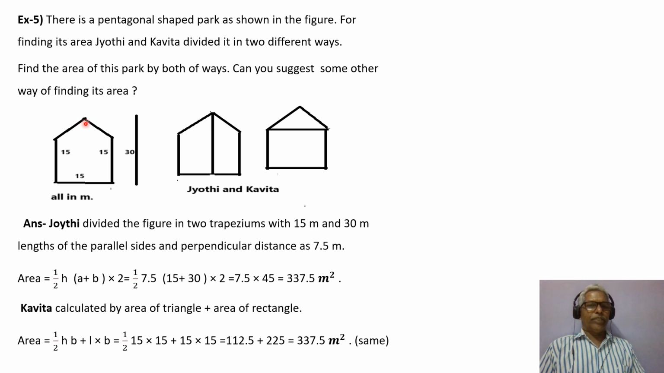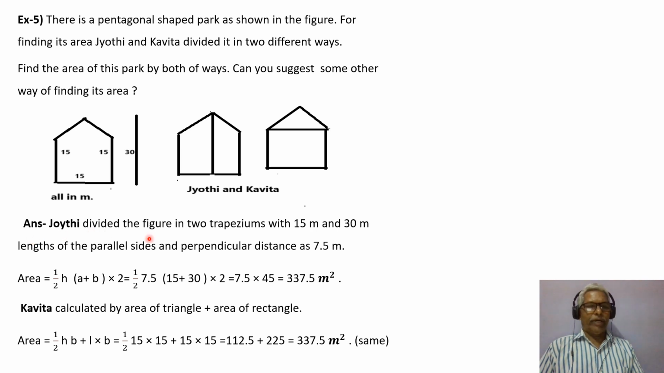So what Jyoti did? Jyoti divided this like this. Though they are not seen equal, they are supposed to be equal. This is a rough sketch with this 15, this is given here, this 30, and this is parallel to this, and as this is 15, then from here to here the perpendicular distance or the height of this trapezium will be 7.5. Okay, so after explaining this, we'll go for the answer.